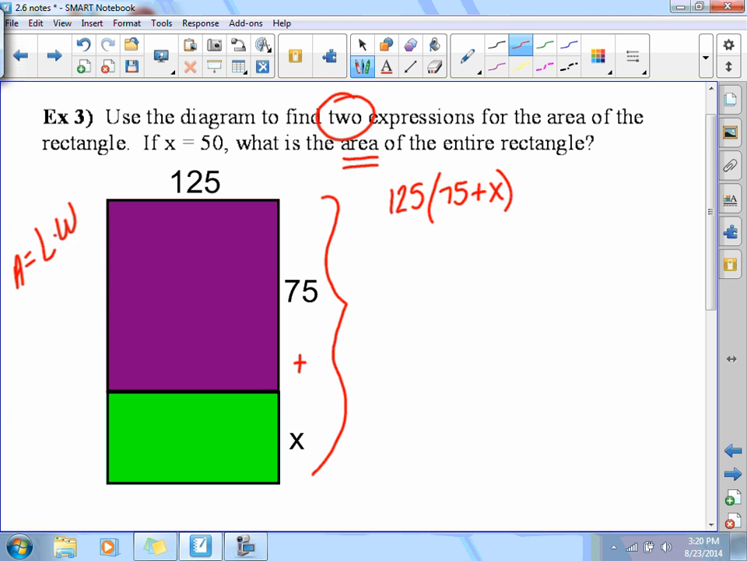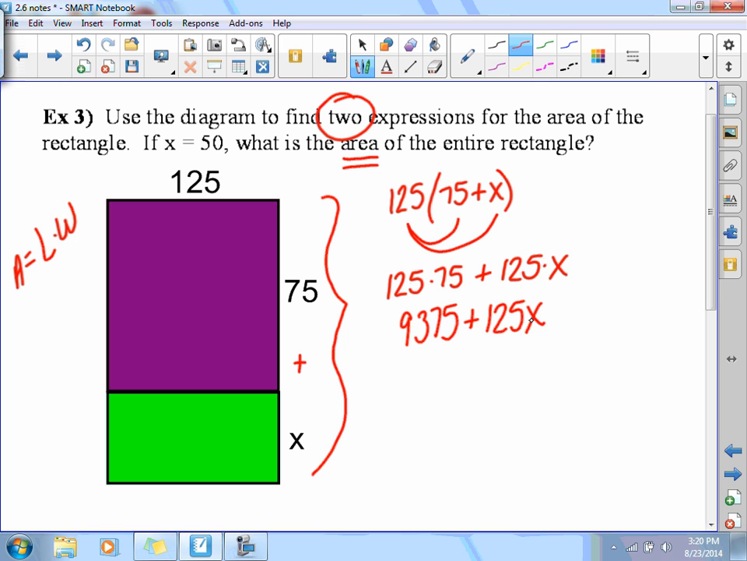The other way to write the expression is to distribute. And I can distribute the 125. Okay? So if I actually do that, if I actually distribute the 125 to the 75 and then to the x, I get 125 times 75 plus 125 times x. 125 times 75, you want a calculator for that. That's going to be 9,375 plus 125x.